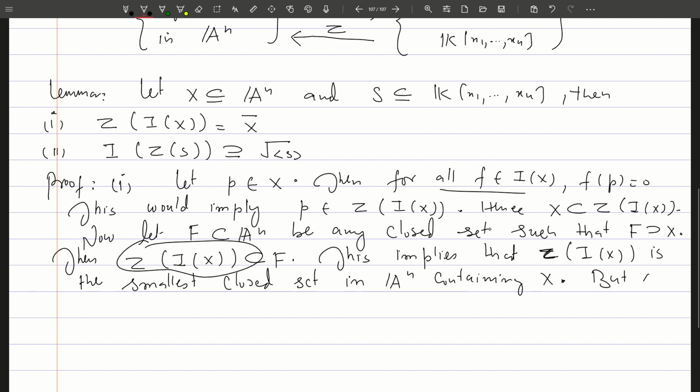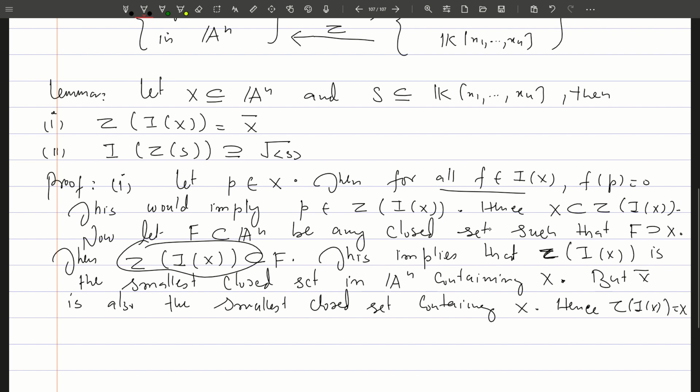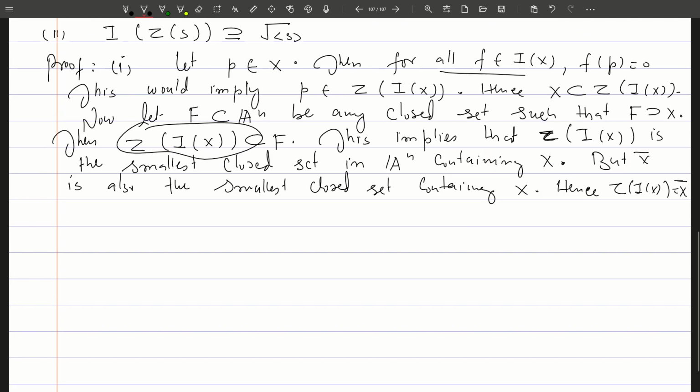But the closure is also the smallest closed set containing X. Hence, the zero set of the ideal of X is actually the closure of X.